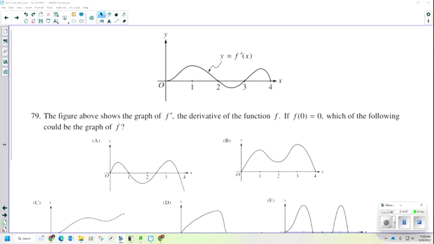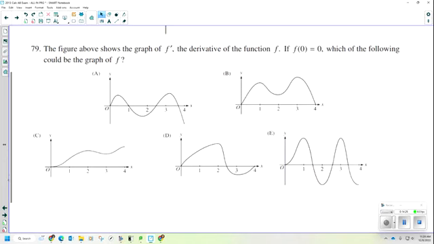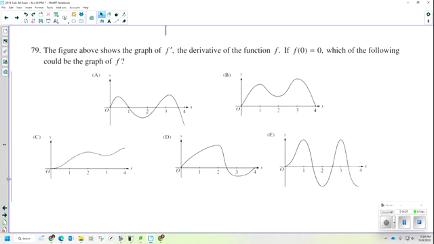79. Oh, more graphs. Love them. The figure above shows the graph of f prime, the derivative of f. If f of 0 equals 0, which of the following graphs could be the graph of f? So if I look here, first of all, all of these have the coordinate 0, 0 in them. It's stupid that they tell us this right here. That's just saying the graph's got to go through that point, the origin, and they all do. So that's really not going to be a big help.